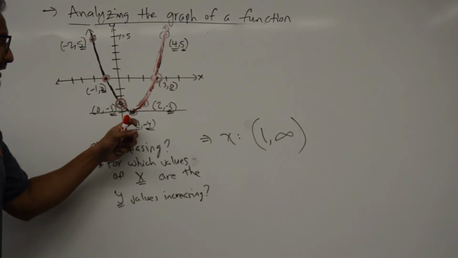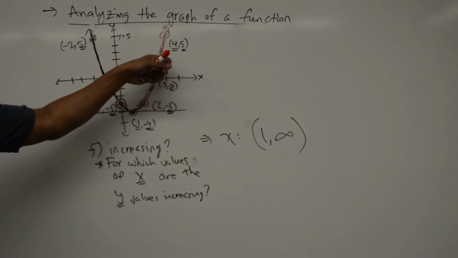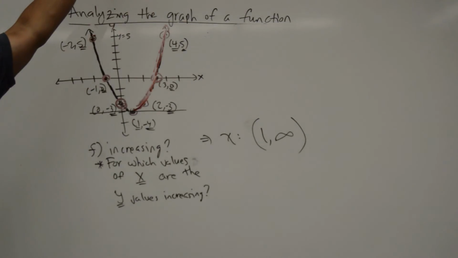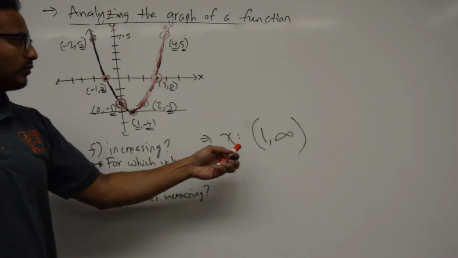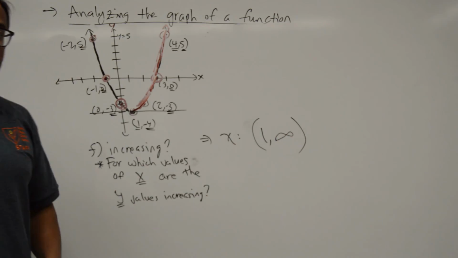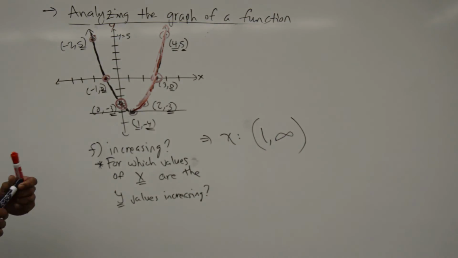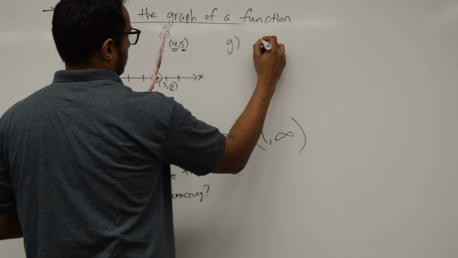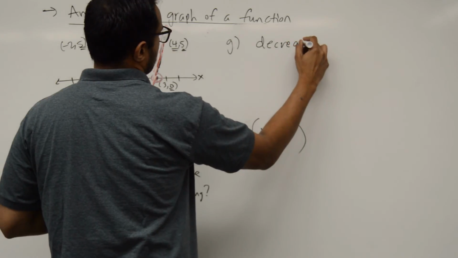So when x is 1, 2, 3, 4, 5, 6, 7, 8, 9, the values of y are going to be increasing, so the function is increasing when the values of x are 1 to infinity. Okay? Part G says, where is the function decreasing?